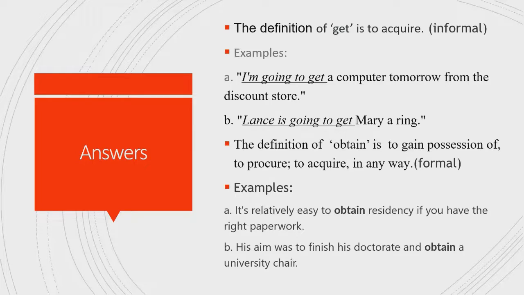And then the definition of obtain is to gain possession of, to procure, to acquire, in any way, and it sounds formal, to obtain. And the example is, it's relatively easy to obtain residency if you have the right paperwork. And the second example, his aim was to finish his doctorate and obtain a university chair.